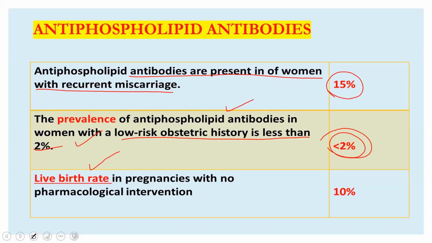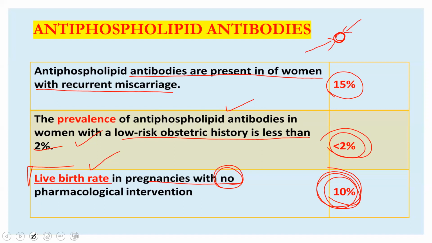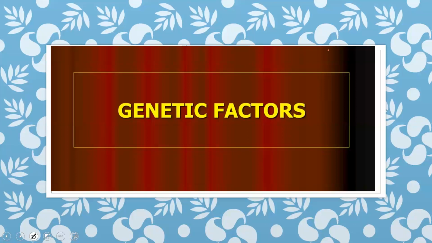The live birth rate in pregnancies with no intervention is 10%. Interesting. Sometimes maybe the thrombus is not that big, maybe it got flushed away, maybe nature really wanted to give a live issue. So the live birth rate could be 10% without any pharmacological intervention, because we are talking about a clot, coagulation. Now we have to give a few things to dissolve this clot, and we are going to talk about it. So this was antiphospholipid antibody syndrome, a very important risk factor in recurrent pregnancy loss.